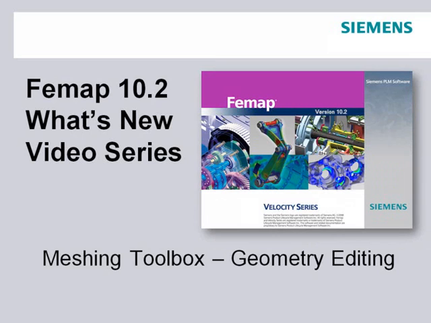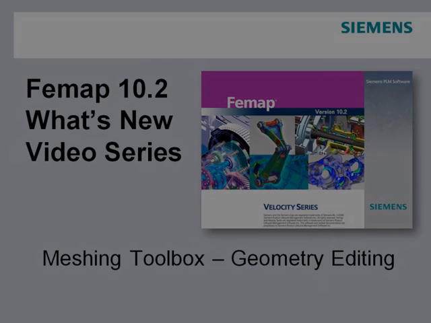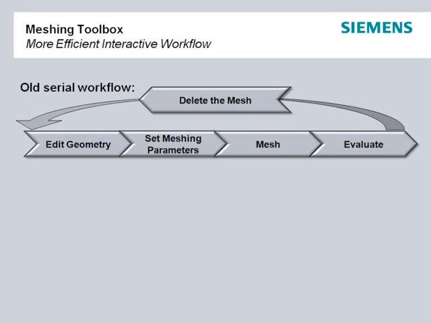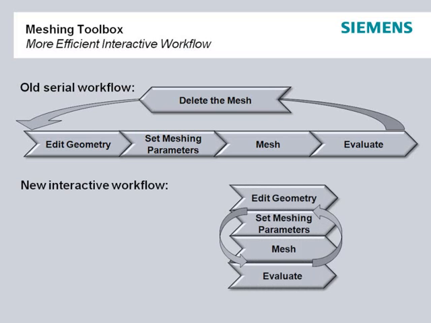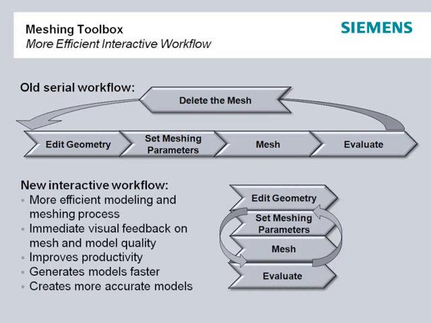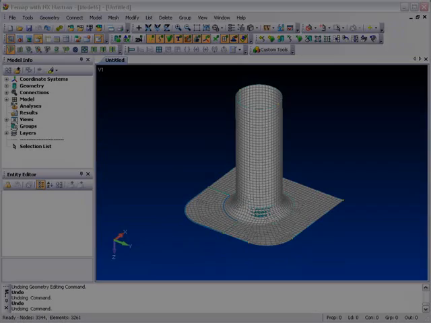In this video we'll be looking at the new meshing toolbox Geometry Editing tools. The unique features of FEMAP's meshing toolbox are that all of the tools are interactive and can be used interoperably, which makes the process of preparing and creating the finite element model much faster and easier. Here we'll look at the Geometry Editing toolbox and see how it can be used with some of the other tools to modify and improve the finite element model.